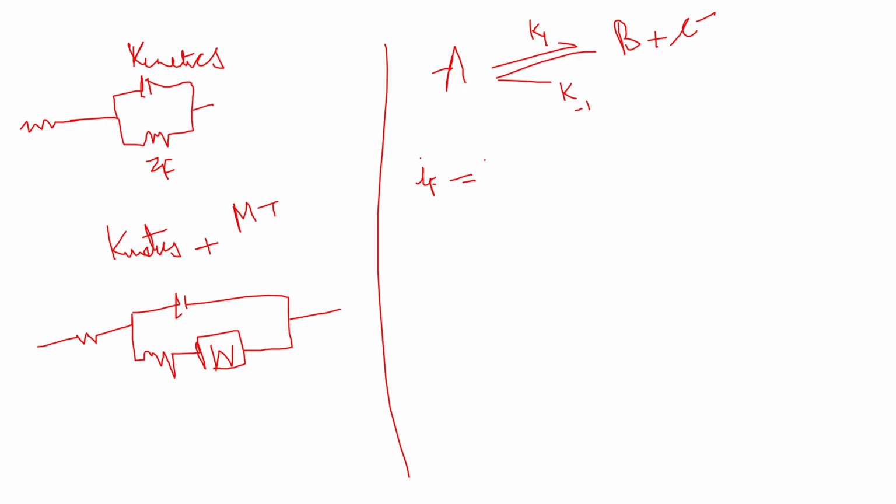The formula is the same as the last time. So, if it was only kinetics limited, how will you write it? Anyone? So you have F into k1 concentration of A at x equal to 0 minus k minus 1 concentration of B at x equal to 0. So this is the equation we will write.